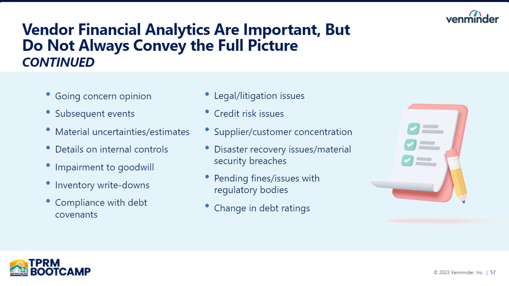Other things can be found in subsequent events, legal and litigation issues, and areas of concentration or areas of issues that they've had in certain things like disaster recovery, material security breaches, pending fines, and the sort. So keep these in mind as you're digging in through some of the qualitative side of the information in the financial health review process.